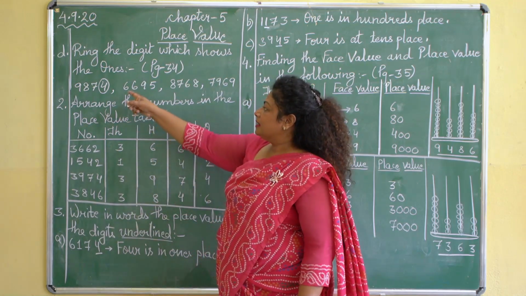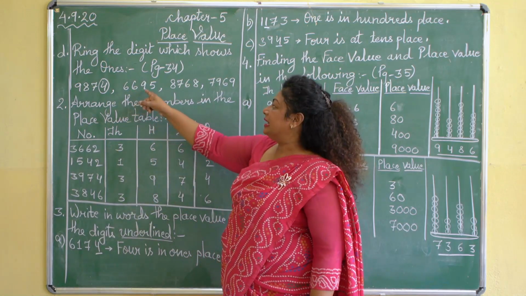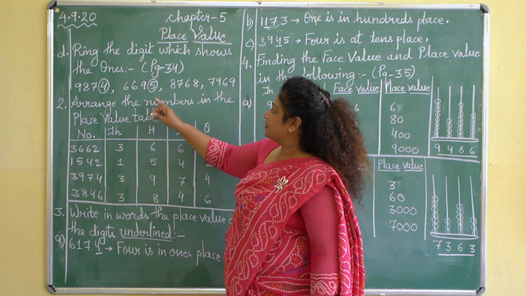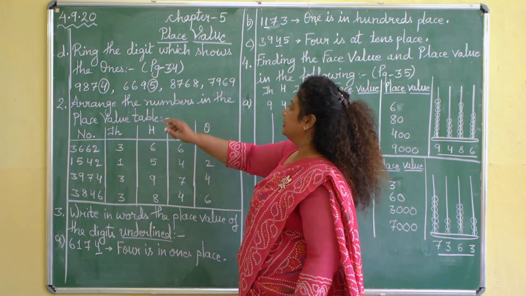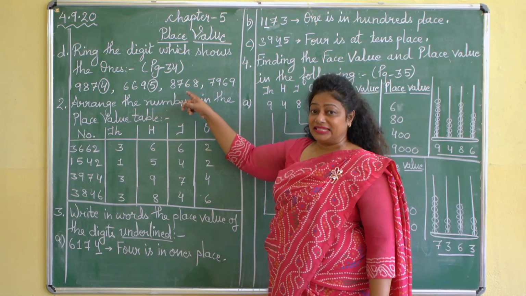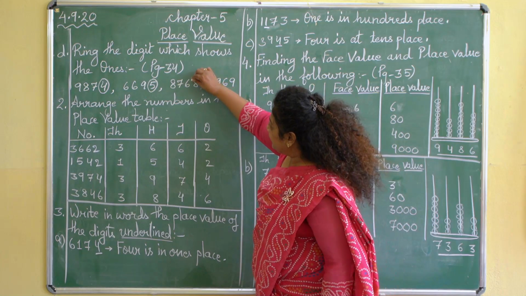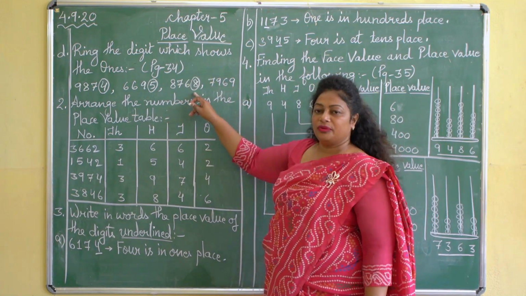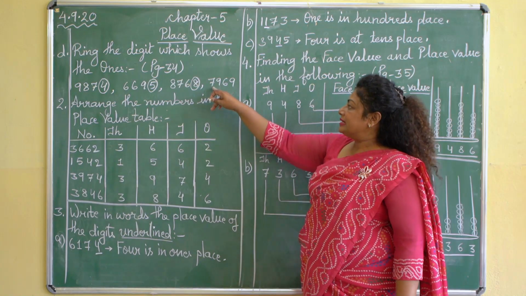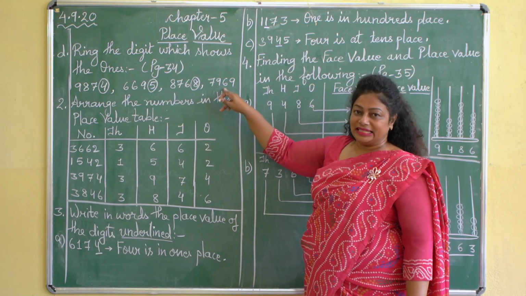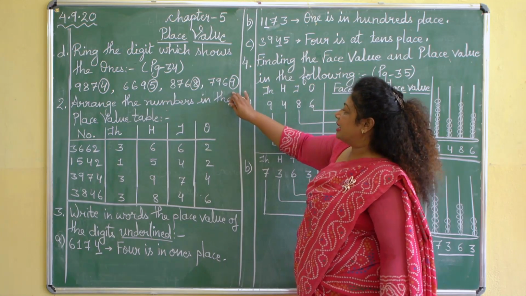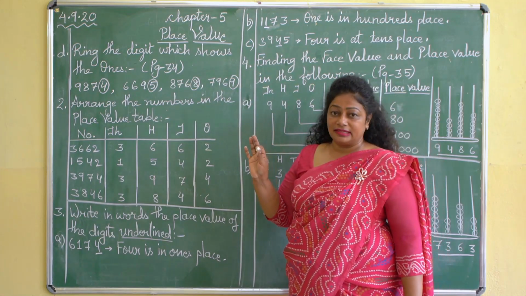Next number, 6695. 5 is at ones place, so let us circle it. Next number, 8768. So 8 is at ones place, let's ring it. Next number is 7969. So let us ring 9 which is at ones place. Is it clear, children?